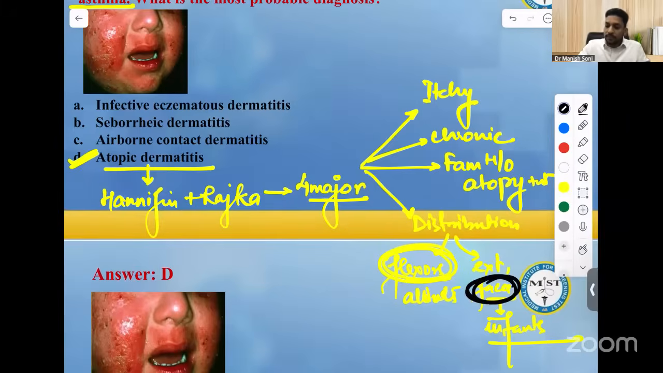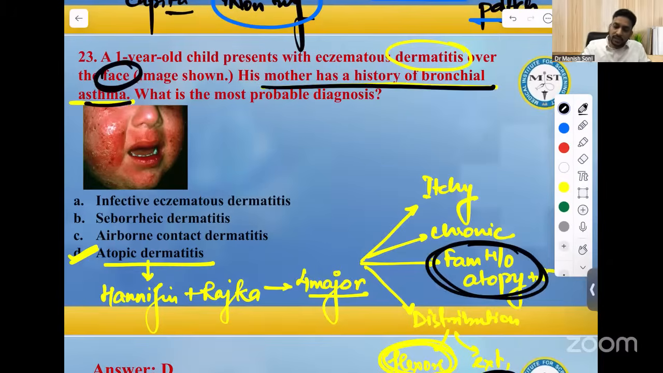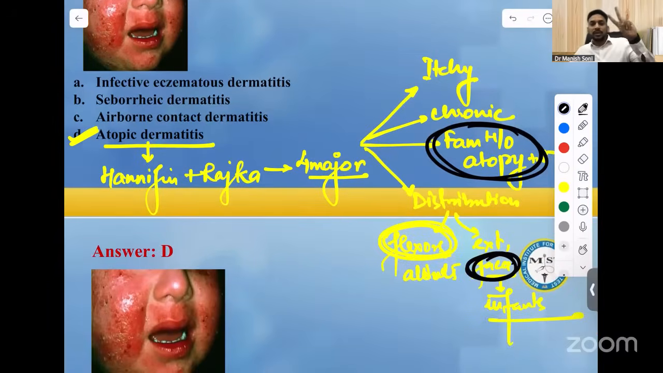Face involvement. Family history of allergy: mother having history of bronchial asthma. So two important clues are written there: face, and mother having history of bronchial asthma. So this is a case of atopic dermatitis.